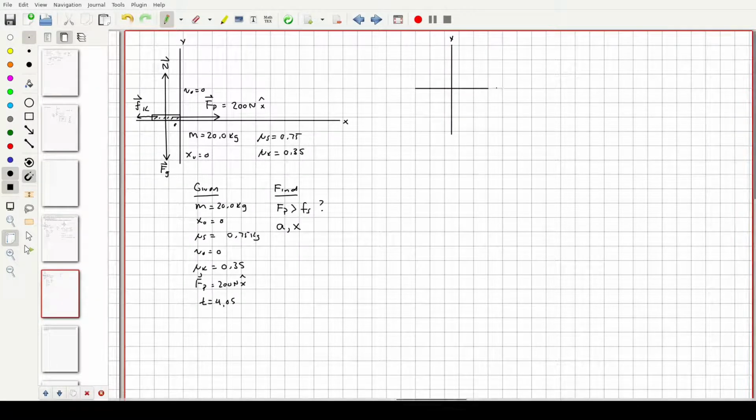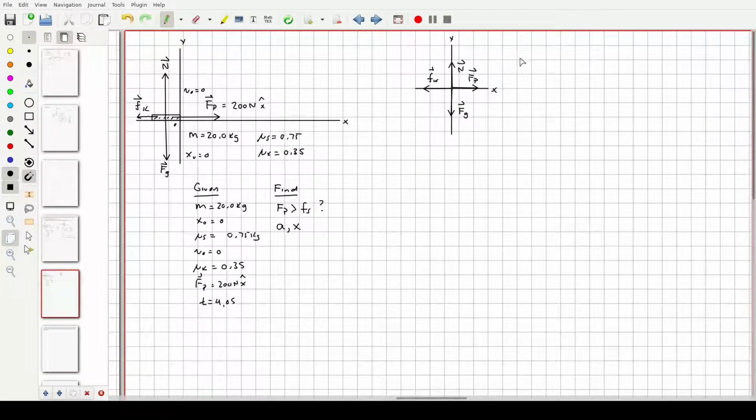So this is y, this is x. We've got the push to the right. We have the kinetic friction to the left. We have a normal force that goes up, and then we have a weight that goes down. Okay, so normal force, weight, force of the push, and then kinetic frictional force.